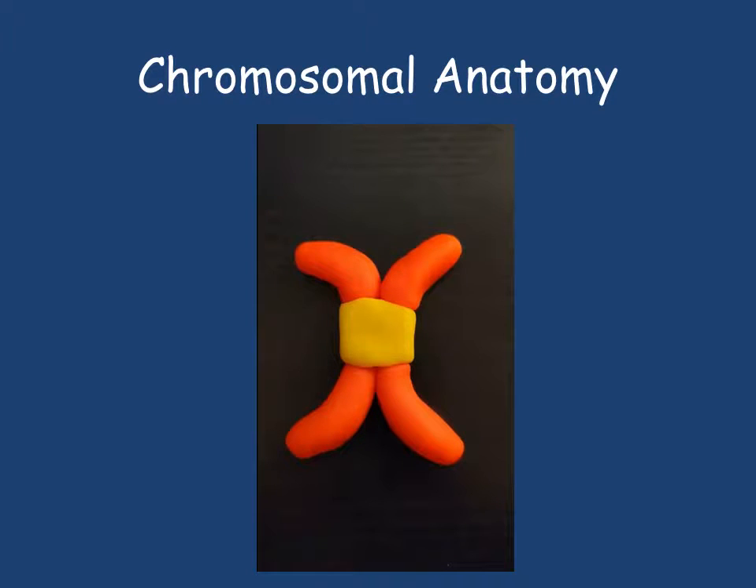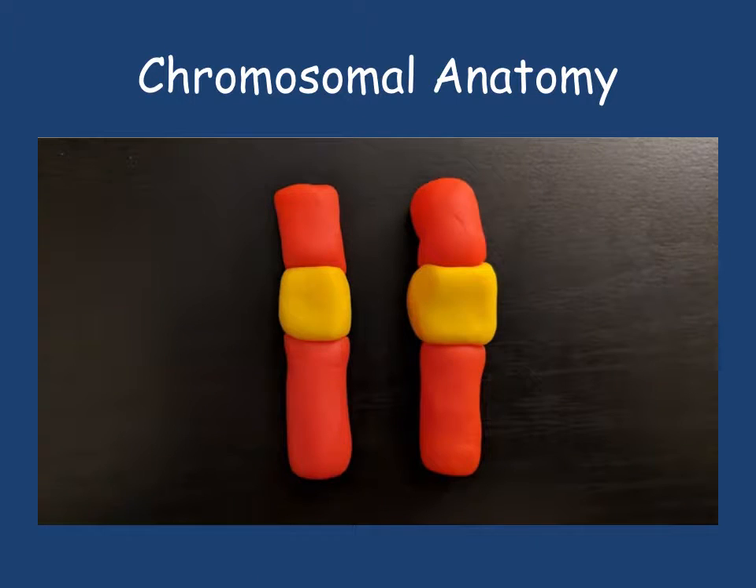The entire X-looking structure in orange is the chromosome, while the yellow portion of the chromosome that connects the two legs is the centromere. Now we will split the chromosome in half. Each half of the chromosome is a sister chromatid. They are sister chromatids specifically because they come from the same chromosome.